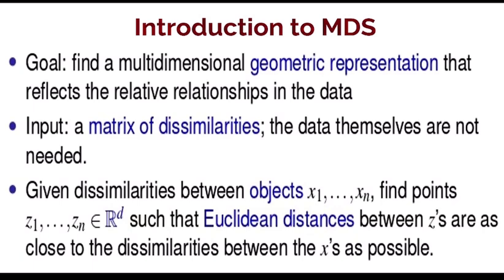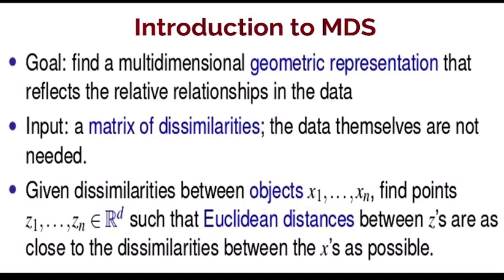What you need is a dissimilarity matrix. Given the dissimilarity between the objects x1 up to xn, can we find coordinates z1 up to zn such that the Euclidean distance between the z's is as close to the dissimilarity between the x's as possible? So what I'm trying to say here is, if I have x1 up to xn as elements in the high dimensional space, we observe their dissimilarity.